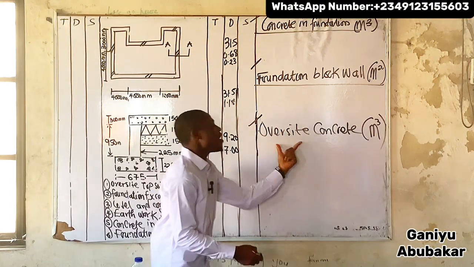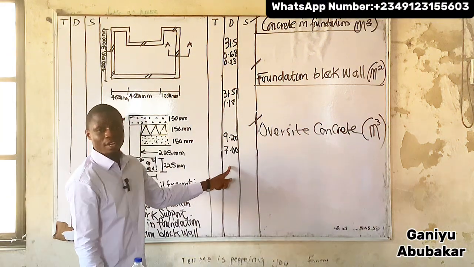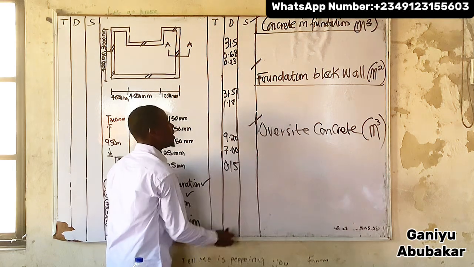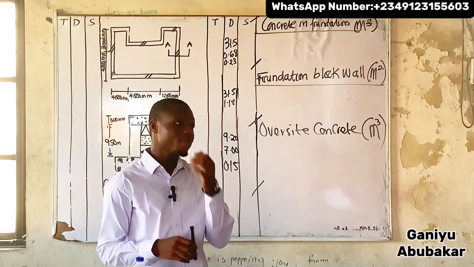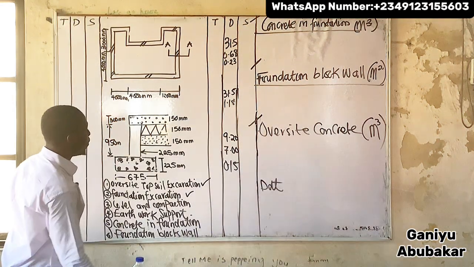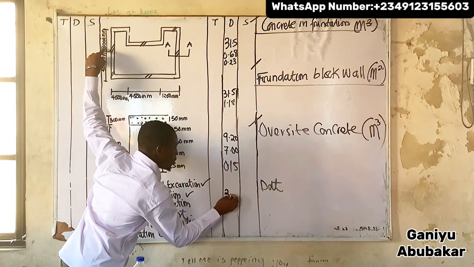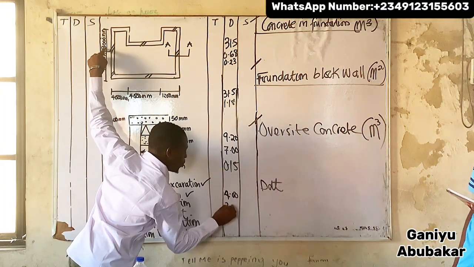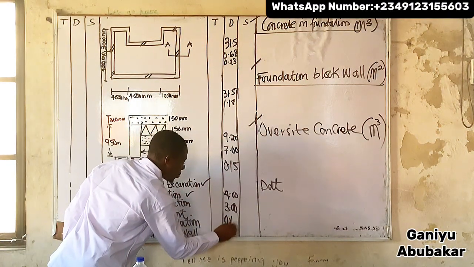Then listen, I said oversight concrete. There should be a thickness. So my concrete here is what? We have 150 here, that's 0.15 in meters. Please, this is all I have to do. So we have 9.20, 7.00, and 0.15.